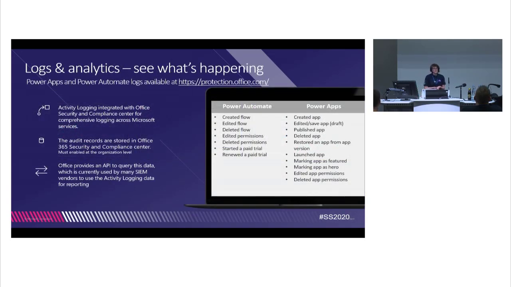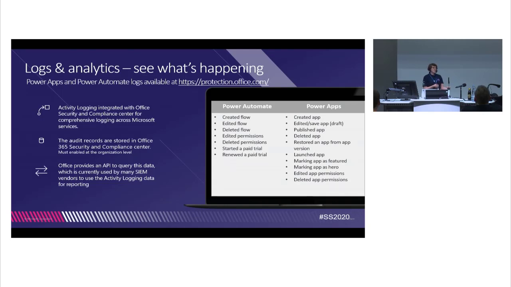There's also the Office 365 Security and Compliance Center where you've got the audit log. So your activity logging is going on there. You get activity like your typical CRUD operations, when someone creates a flow, when someone creates an application, when someone launches an application, stuff about permissions, starting trials, and that's all logged in the activity logging through the Security and Compliance Center.